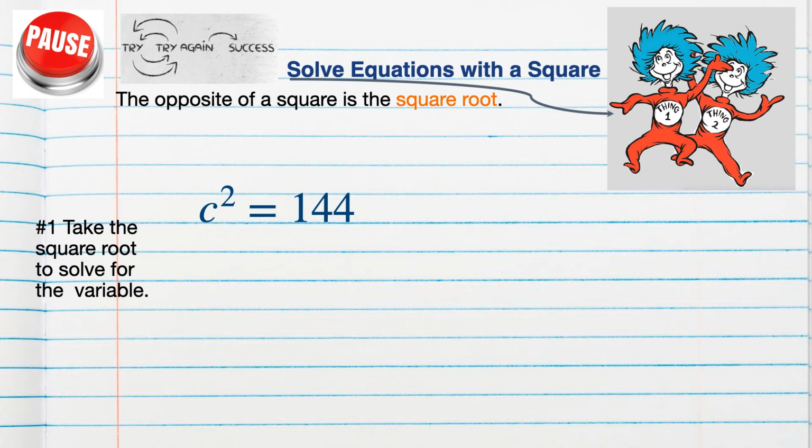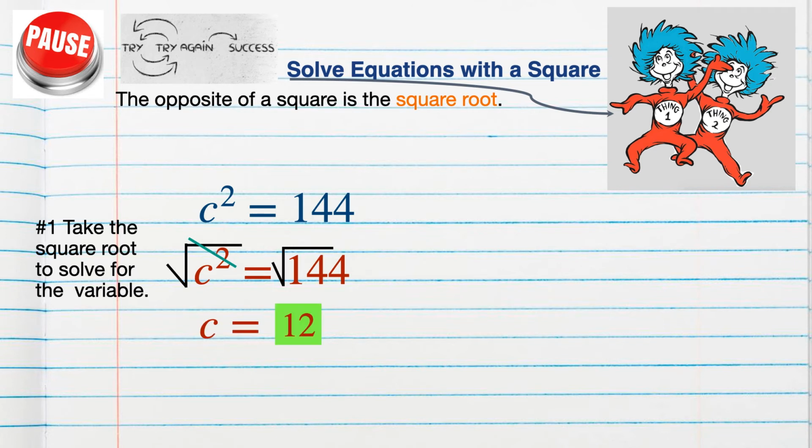Okay, did you identify the variable? If you said yes and it's c, I agree with you. Is it being squared or cubed? Yep, it's being squared. So what do we need to do? We need to take the square root to solve for the variable. So we simplify the square and the square root. And what did you get for your solution? c is equal to 12.